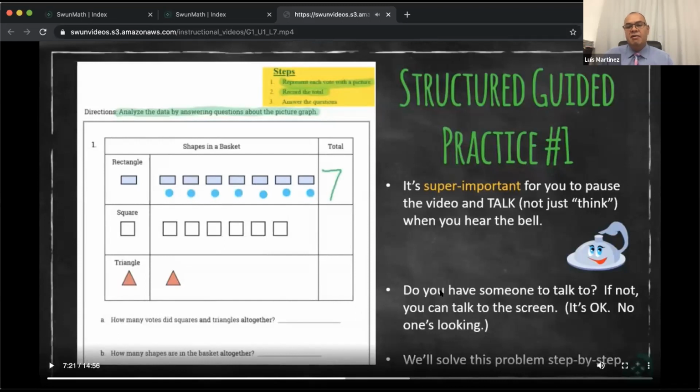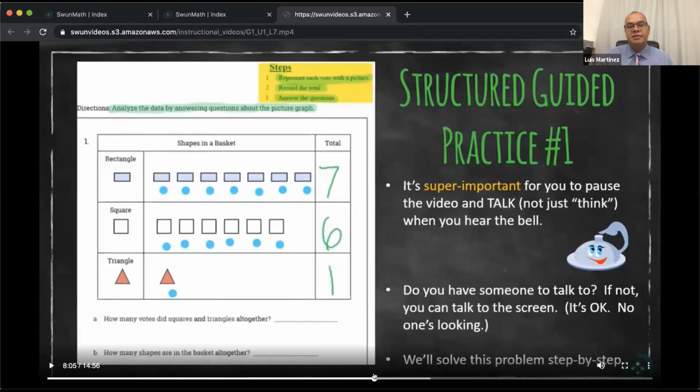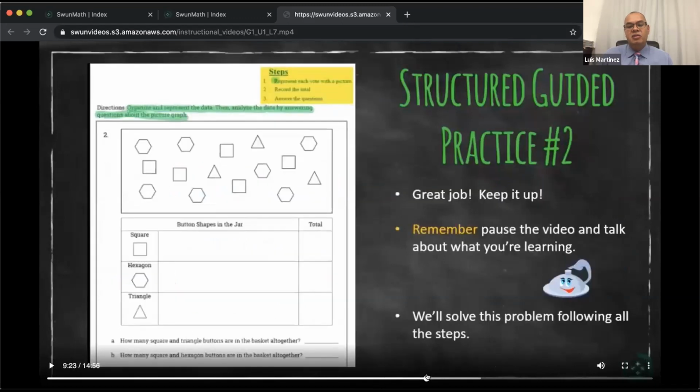So the bell's interactive. The kids need to be trained on knowing that the bell rings, they pause it, and they interact with the video. So they're actually learning, not just thinking about the math. They go through 2 structured guided practices. And then it also engages the kids into doing the final check for understanding.